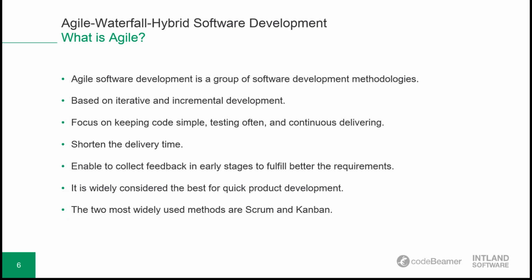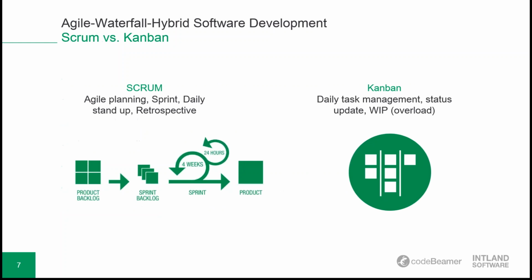Agile is not only popular in the software industry, but a lot of people use Agile for project management. It is widely considered to be the best for quick product development. The two most widely used methods of Agile are Scrum and Kanban. And now I would love to talk a little bit about Scrum and Kanban.